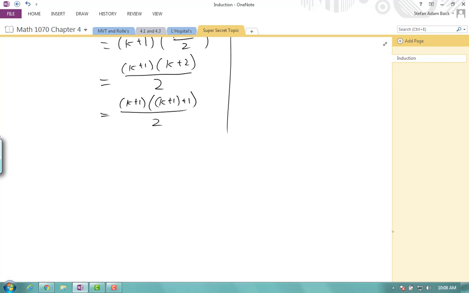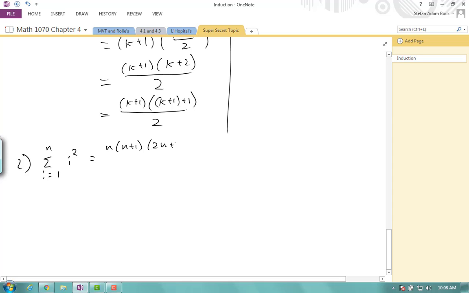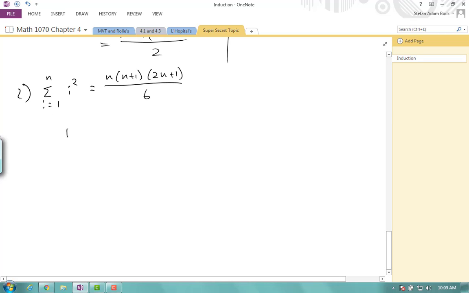So I can try this again with the sum i equals 1 up to n of i squared. This is the sum of the squares of the integers from i equals 1 to n. And I'm saying this should be equal to n times n plus 1 times 2n plus 1 all over 6. We'll do some base cases.